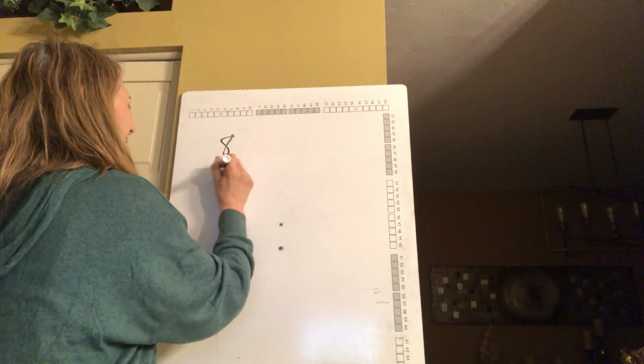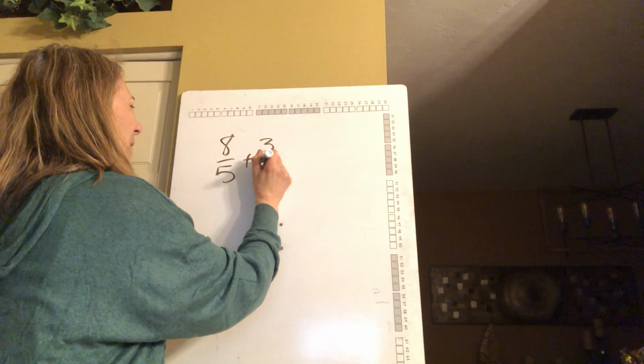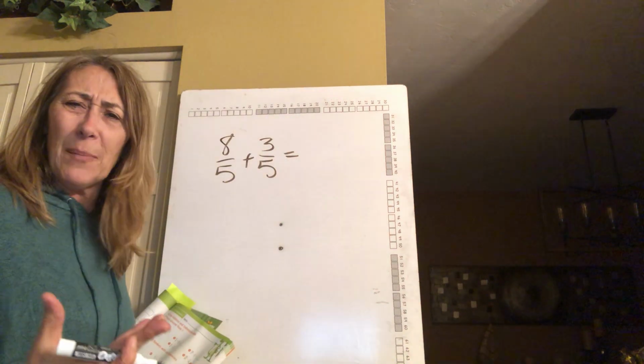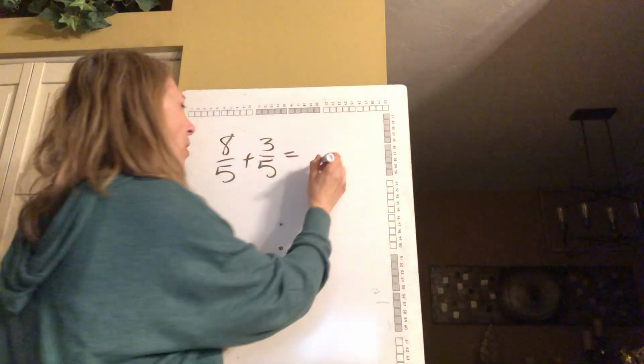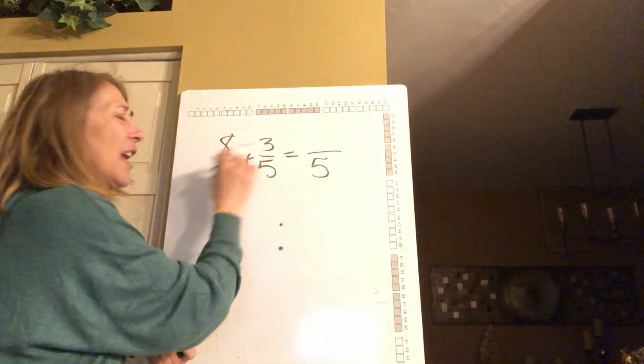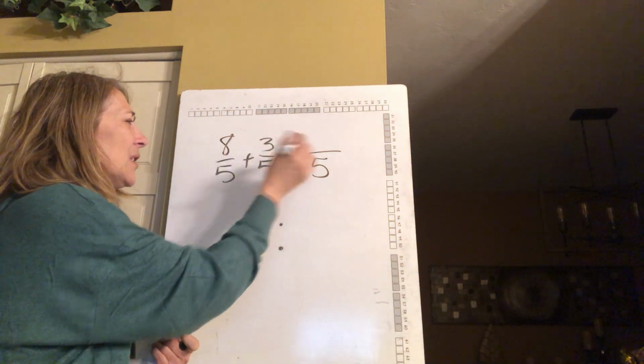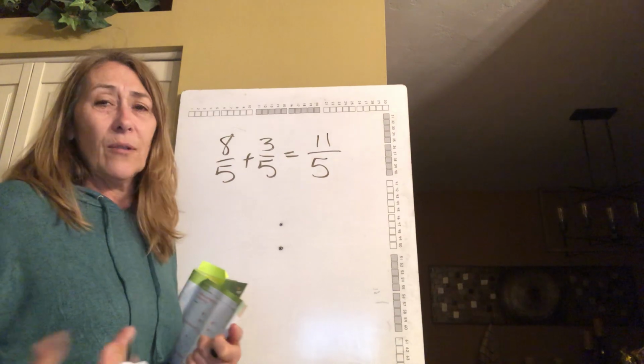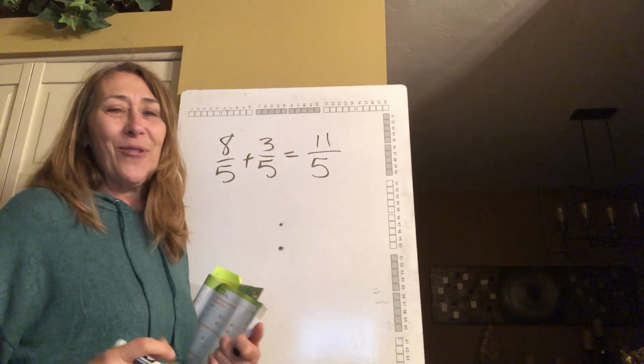8 fifths plus 3 fifths. Sounds pretty easy. My bottom denominator is 5. 5 pieces in a whole. Easy enough. And then I'm going to add my numerator. 8 plus 3 are 11 fifths. What is that? Fraction greater than a whole.